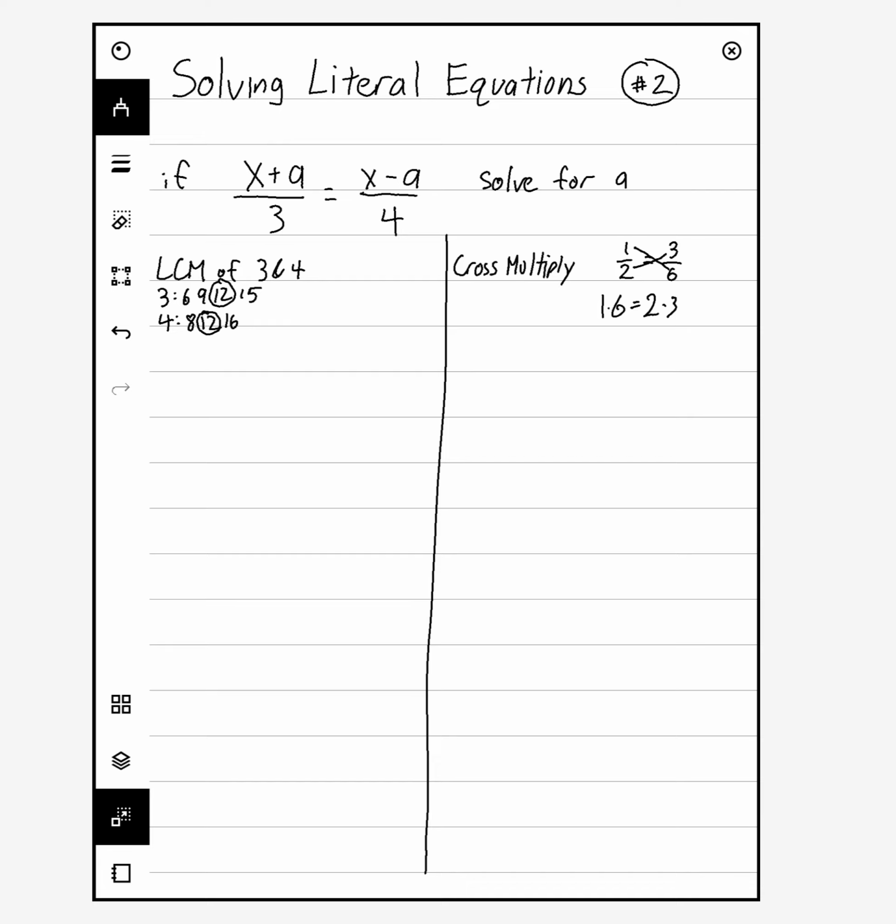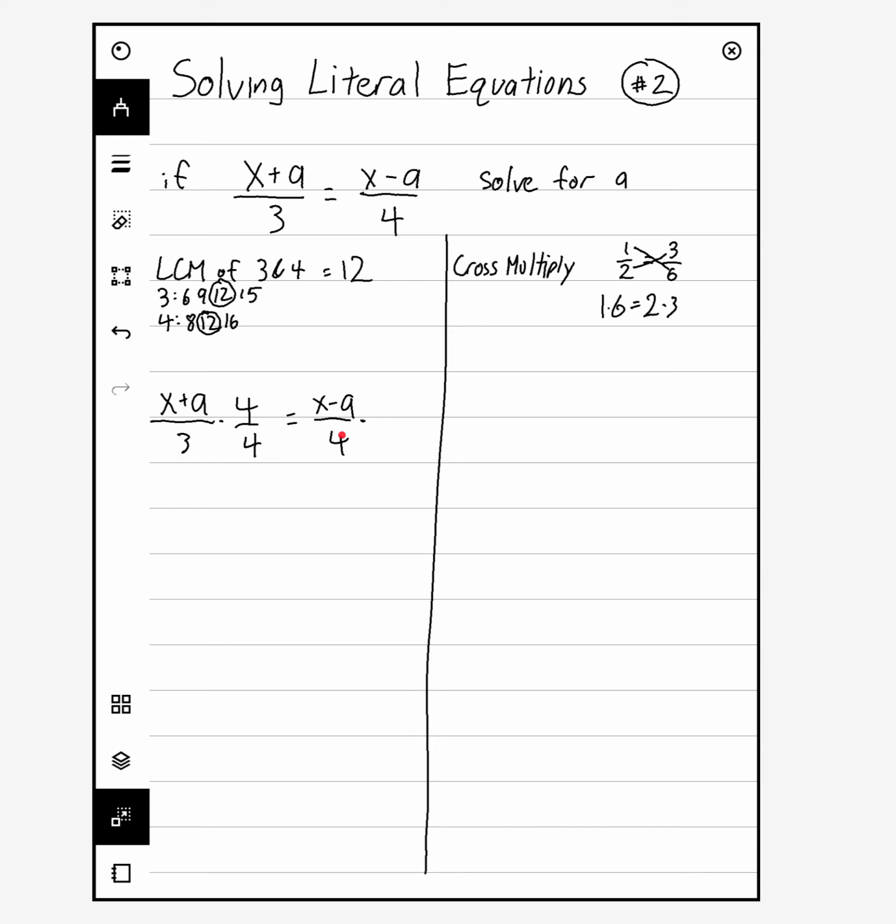Okay, let's do the left side first. So let's find the lowest common multiple of 3 and 4. We got 3, 6, 9, 12, 15, and 4, 8, 12, 16. So 12 is our lowest common multiple for 3 and 4. That means our new denominator is going to be 12. So in order to get 12 as the denominator for this side, we have to multiply it by 4. So let's do x plus a over 3 times 4 over 4 is equal to x minus a over 4.